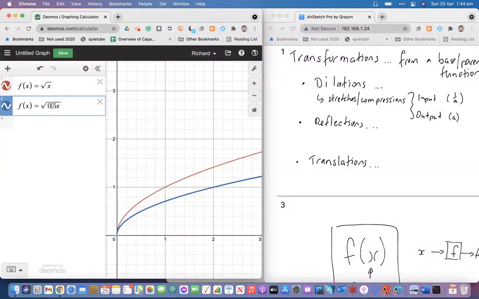It all feels counterintuitive. Whenever we're talking about inputs, it always feels counterintuitive. So that's just a little bit I wanted to finish off with dilations, which I didn't include in the last video. So let's have a look at reflections.